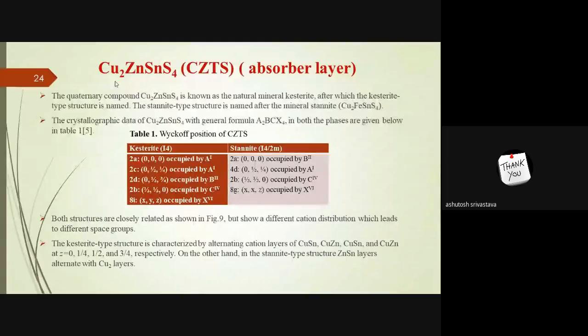So if I say that I'm working in the material science domain of solar cell harnessing, then there is this crystallographic data wherein CZTS material is earth abundant and occurs in two different forms. It can be either kesterite or stannite. These kesterite and stannite are two phases, and they are segregated depending on the presence of atoms at various site positions.